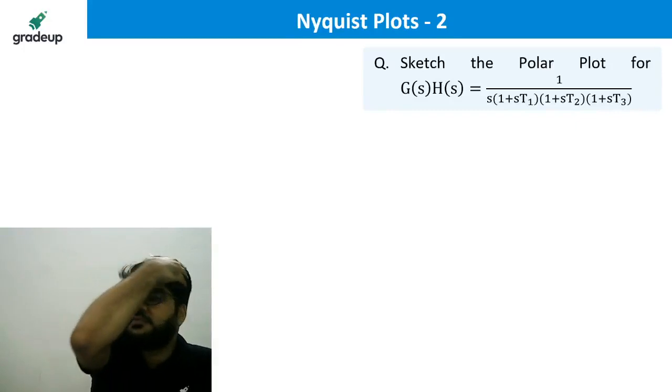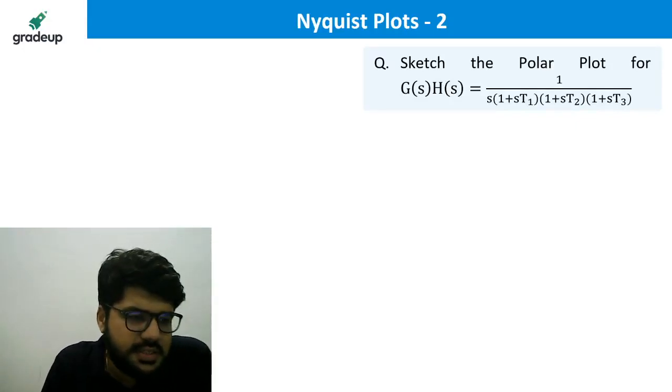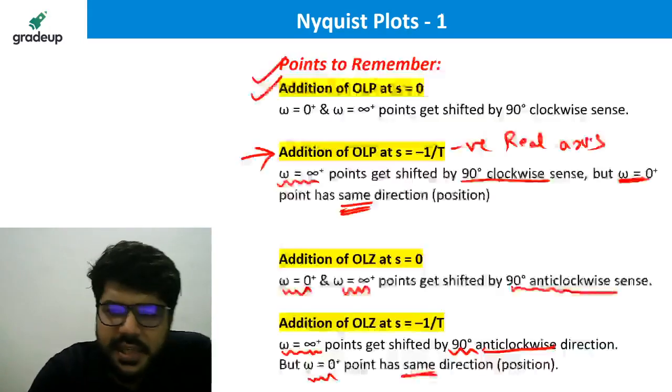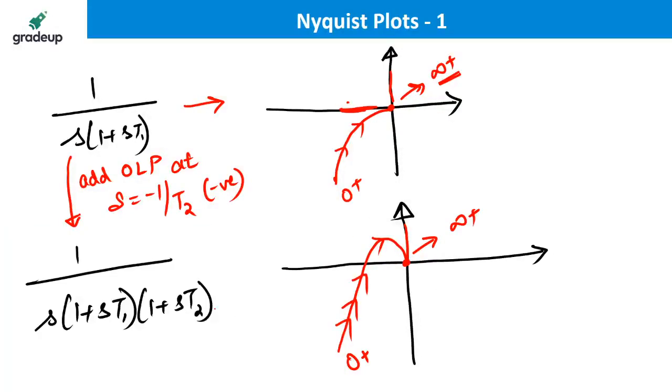Yes, it is actually going to be in 3 quadrants. See, this is up to 1 plus ST2. In this I need to add 1 plus ST3. Adding the pole on the negative real axis, only infinity plus will be affected. Right now, I'll show you here and sketch the answer there.